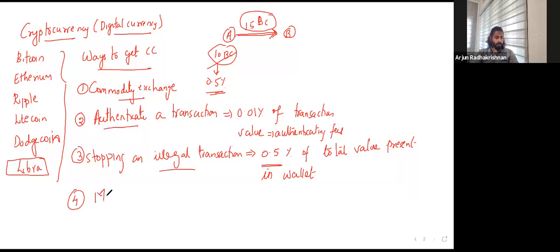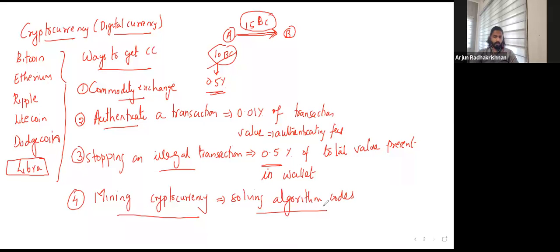And fourth is mining of cryptocurrency. Mining cryptocurrency is done by solving algorithm codes.